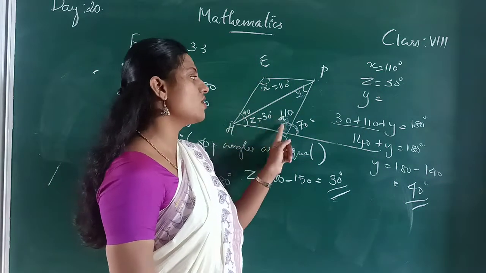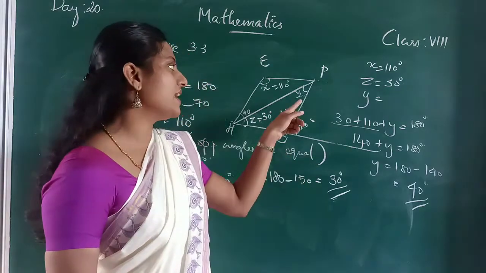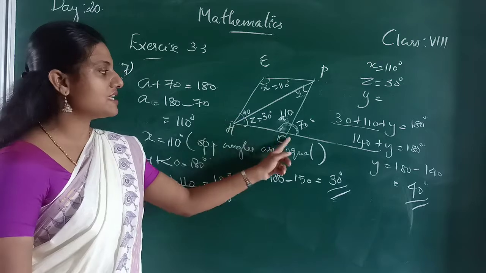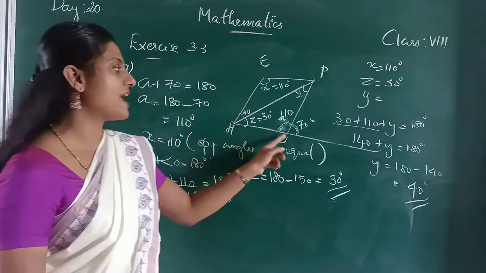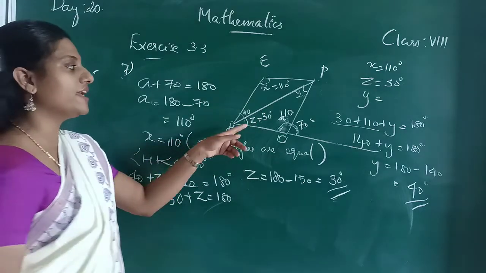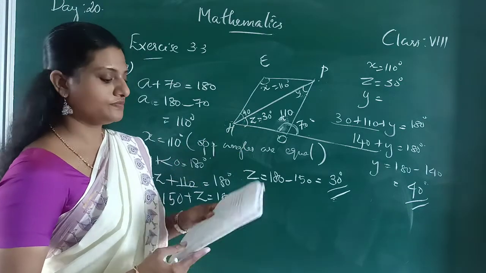So you got X, and opposite angles are equal. Y, the angles inside this triangle. Z, adjacent angles are supplementary. The sum of two adjacent angles is 180 degree. We use this property to find angle Z.